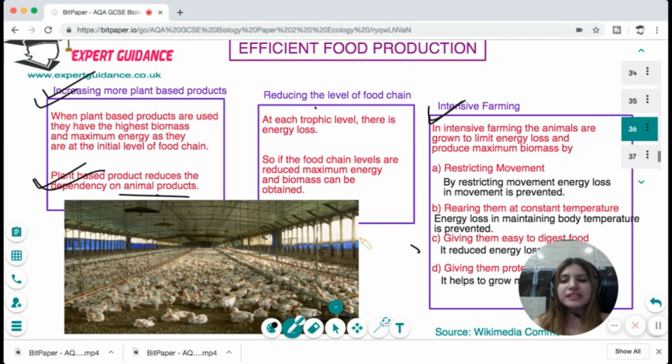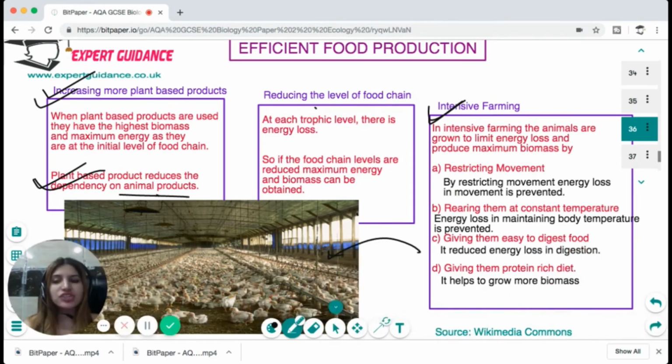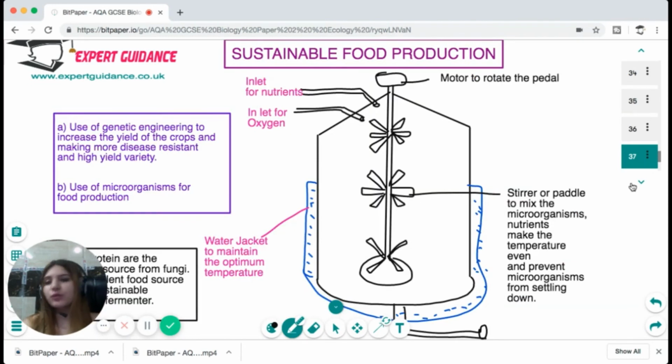Now you can see in this figure, the chickens are grown with restricted movement so that when they move, they do not lose the energy. We rear them at a constant temperature so that they do not lose energy in maintaining the body temperature. We give them easy to digest food so that they don't waste energy in digesting the food. And we give them protein-rich diet that helps them to grow more biomass. So these are all the factors that we can use to increase the biomass and increase food production.